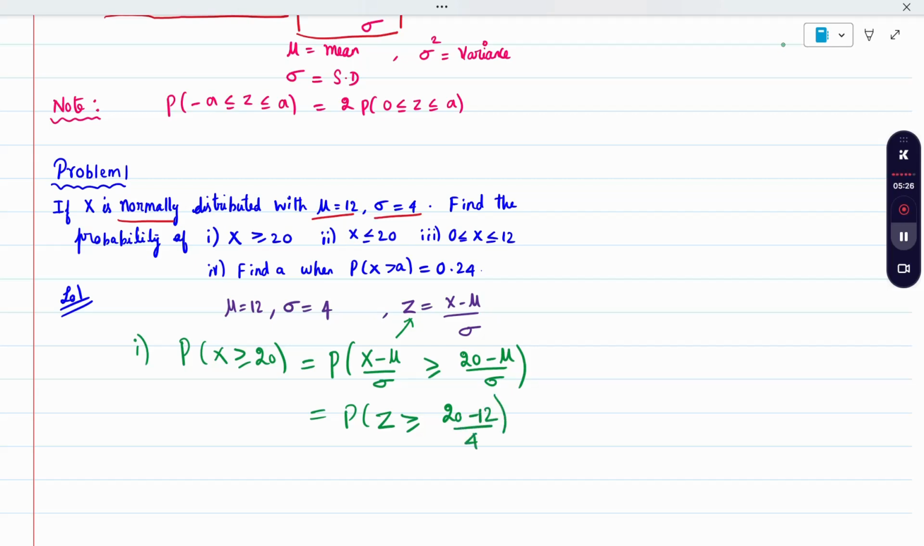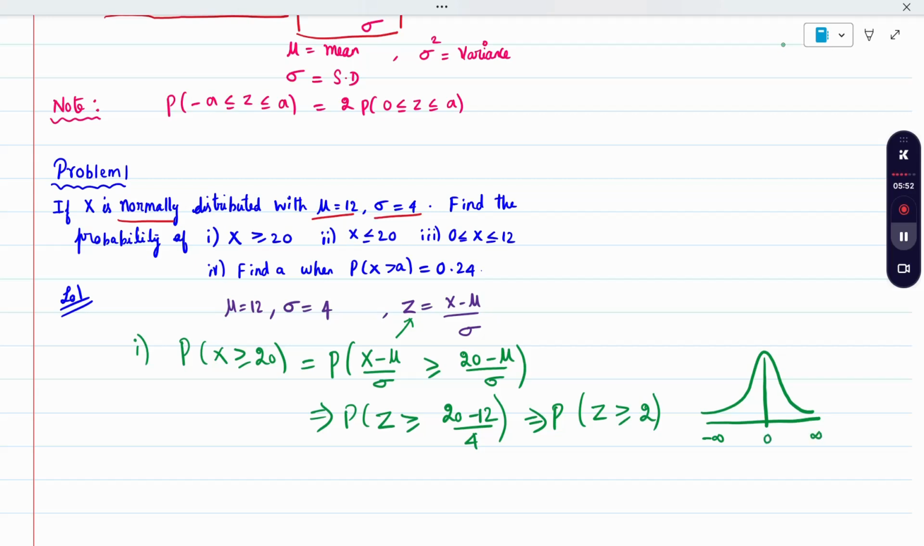So calculate it. It's nothing but probability of Z greater than or equal to 8 divided by 4, which is 2. So immediately when you convert into the standard normal variate, we have to draw a diagram for this. A rough diagram is enough, but compulsorily draw a diagram. Otherwise, 1 mark will be reduced.